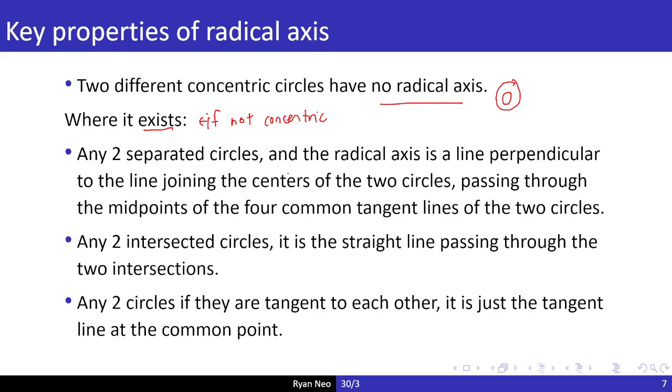So the first case is two separated circles. These separated circles, we'll look at it like this, for example. The radical axis is the line perpendicular to the line joining the centers of the two circles. So that's the first property, center 1 and center 2, and there is a line joining the centers of the circles. The radical axis will be a line perpendicular. So that's the first clue that we need to know how to look for the radical axis of two separated circles. Next clue is that it passes through the midpoints of the four common tangent lines of the two circles.